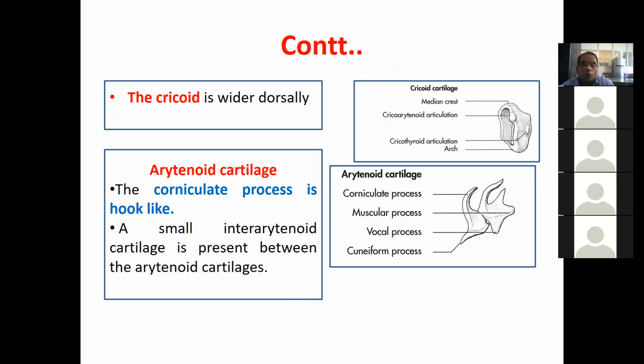Now, if you see the cricoid in the dog, it is wider dorsally. If you see the arytenoid cartilage in the dog, this one is the corniculate process of the arytenoid cartilage. This is the hook-like structure, and there is a small interarytenoid cartilage between the arytenoid cartilages. Between the two arytenoid cartilages, there is a small cartilage called the interarytenoid cartilage. So this is about the laryngeal cartilages in the dog.